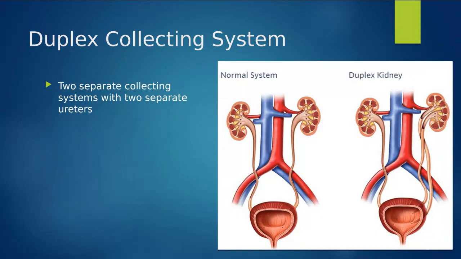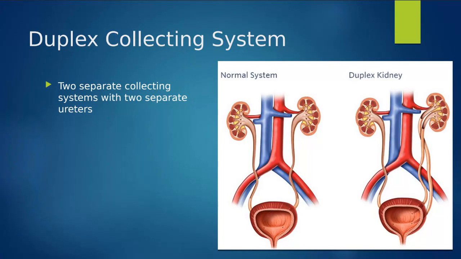Next, we have a duplicating or duplex collecting system, and this is when our kidney actually has 2 collecting systems. So our normal kidney, if we remember from last year when we were learning about our normal renal anatomy, all of the fluid in the kidney drains through the minor calyces into the major calyces, and then they join to form that proximal ureter, and then that ureter travels all the way down and connects into the bladder, right?